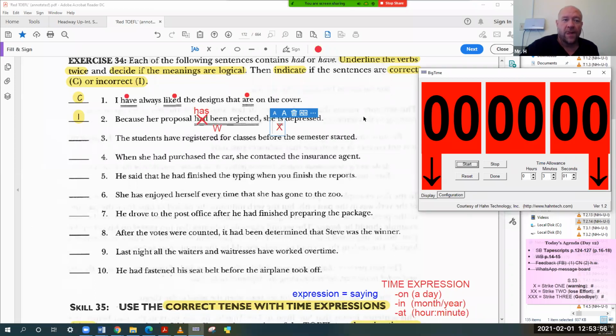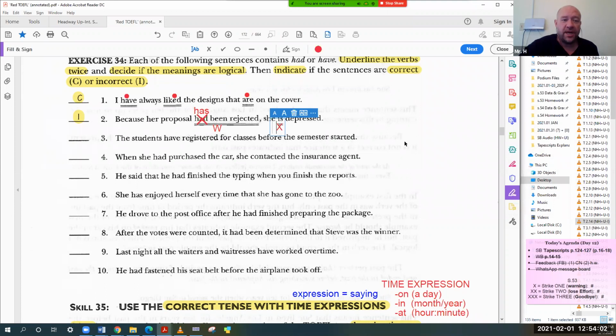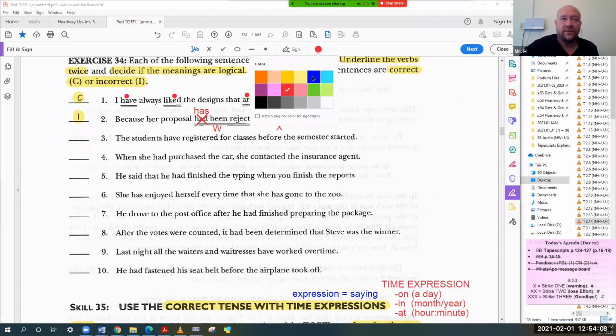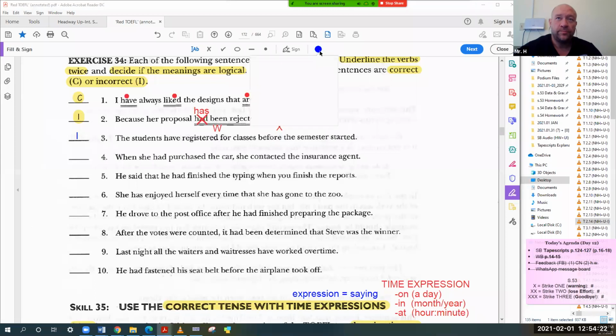Time is up. All right, gentlemen. Let's take a look. Number 3, Ayed. What do you think? Is it correct? Incorrect. Yeah. What's the problem here? The students have registered. So what should it be? Had. Exactly. We want to change it to had. Okay. We want the past perfect in this case. Good. The students had registered before the semester started.